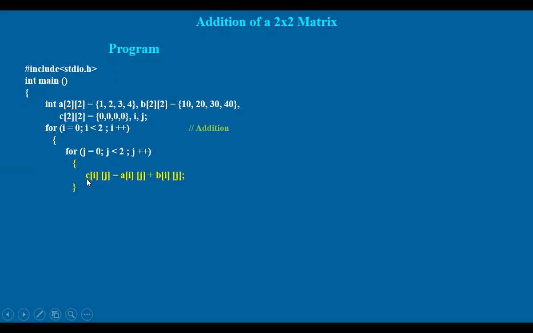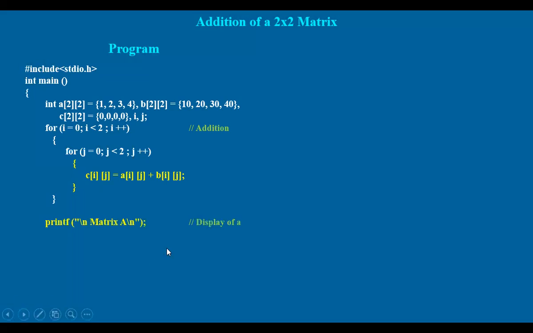Now, the resultant matrix C has C[i][j] equal to A[i][j] plus B[i][j]. So when i and j take the different values, that is 0 and 1, the addition of elements in the matrix is completed and will be ready to display.